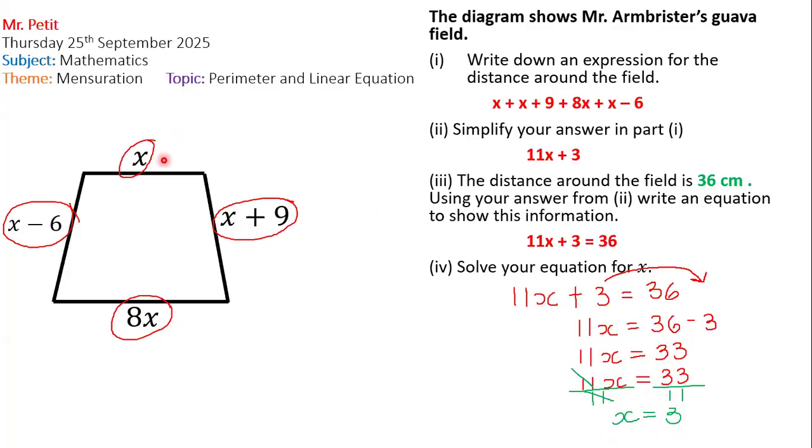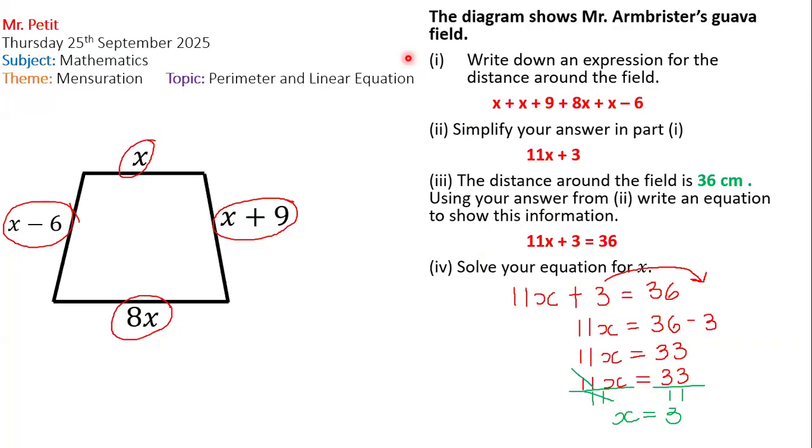So what does that mean? That means this x is 3, this x is 3, this x is 3, and this x is also 3. That's what it is telling us. So the solved equation tells us the value of x. All right, does that make sense to y'all? Let me know. Okay. Yes, sir.